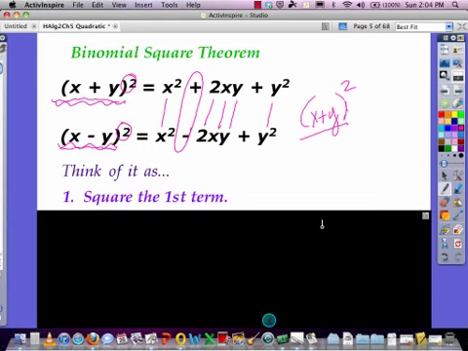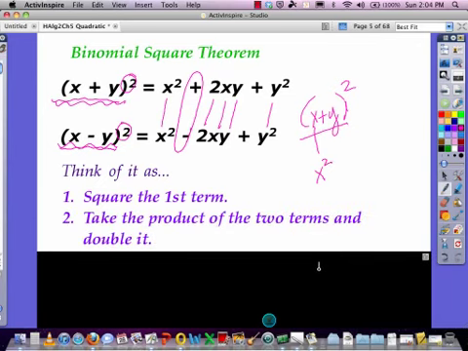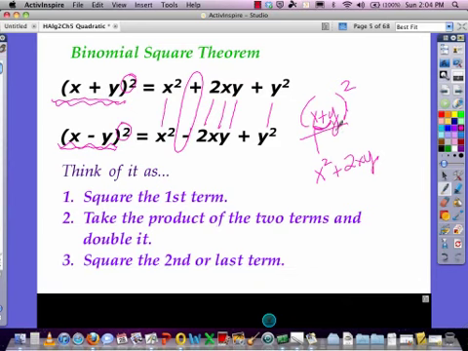Think of it as square the first term. Well, in this problem, that first term is an x, so if I square that first term, I get x squared. Next step, take the product of the two terms and double it. Well, your two terms are your x and y. If you multiply x times y, you get xy. If you double anything, you times it by 2. So, 2xy. And last but not least, you would square the last term, in this case the y, and we would get y squared.